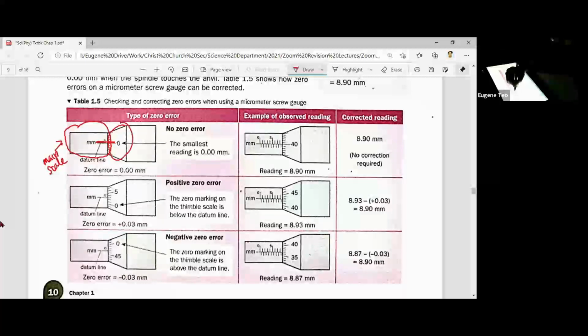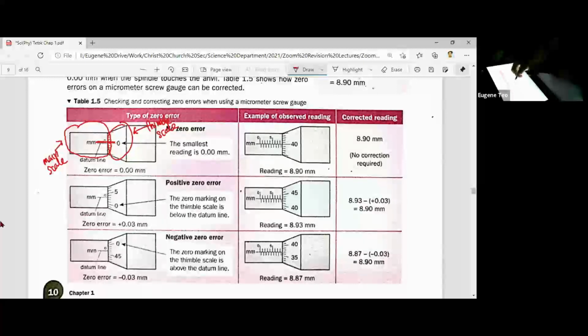This portion over here is called the thimble scale. Then this middle line over here, as mentioned, is called the datum line. When there's no zero error, when I close the instrument, the datum line will match the 0 on the thimble scale. This is when there's no zero error at all. So this is the normal situation.